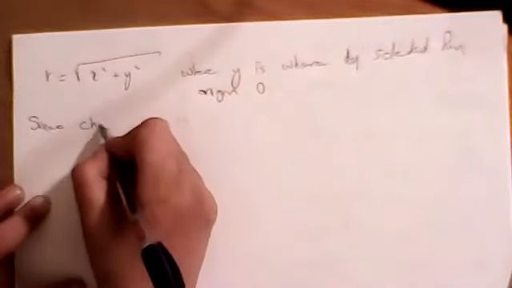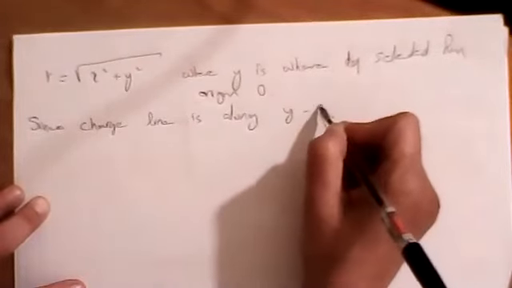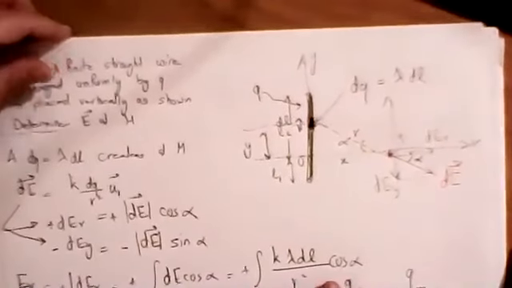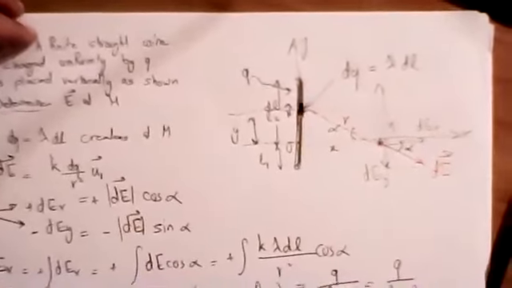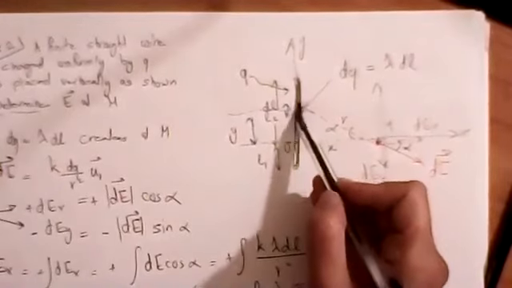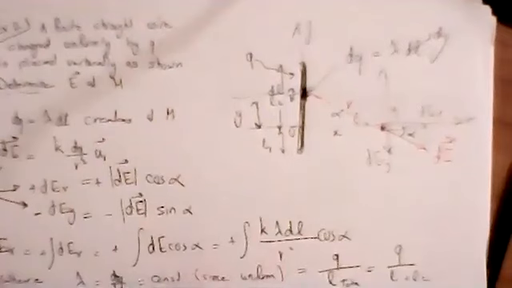That's one thing. Also, guys, since the charged line is along the y axis, it implies we say dl is dy. Look at the figure. This dl is the length of this charged element. We say it is dy. If the charged line were along the x axis, then we would say dx.